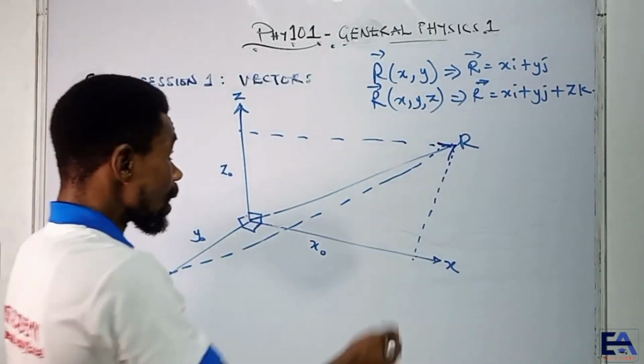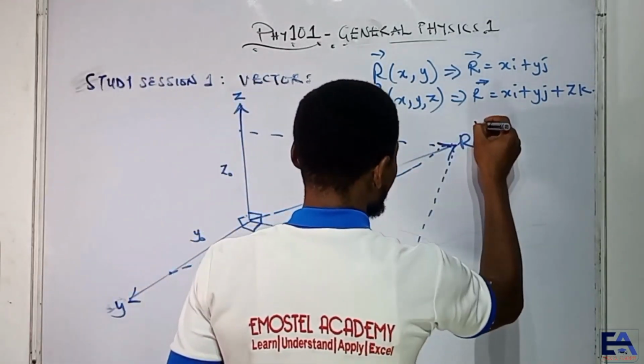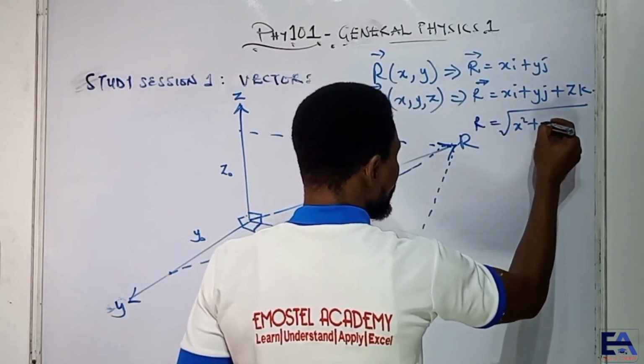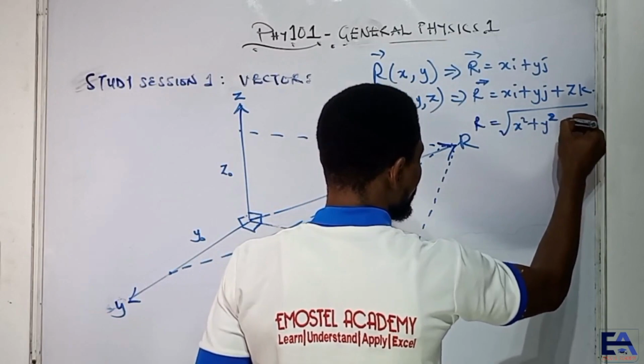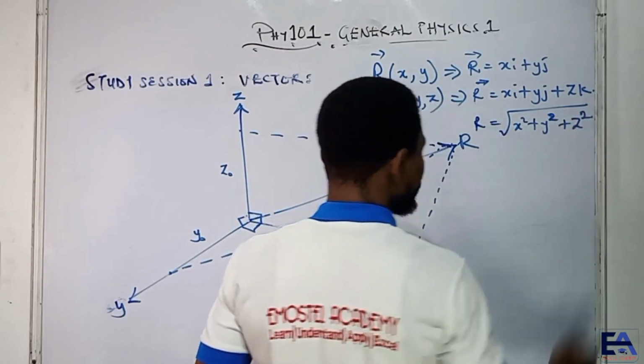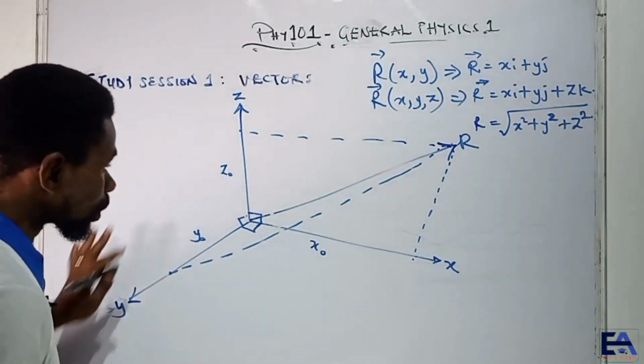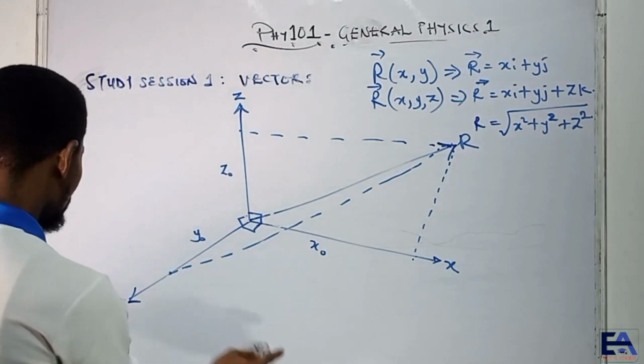So if you want to find the magnitude, it's still the same way. The magnitude of R in this case of a three-dimensional plane is going to be equal to the square root of x squared plus y squared plus z squared. So you get it? That's how it goes. Now that is for a three-dimensional plane.